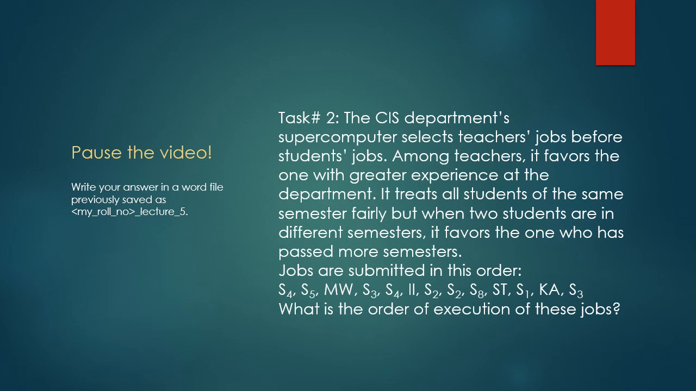Sir Kashif Asrar is senior than Miss Ibshar Ishrat and junior than Mrs. Maria Waqas. Jobs are submitted in this order: S4, S5, MW, which stands for Maria Waqas, S3, S4, II, which stands for Ibshar Ishrat, S2, S2, S8, ST, which stands for Shahab Tehzeeb, S1, KA, which stands for Kashif Asrar, S3. What is the order of execution of these jobs?